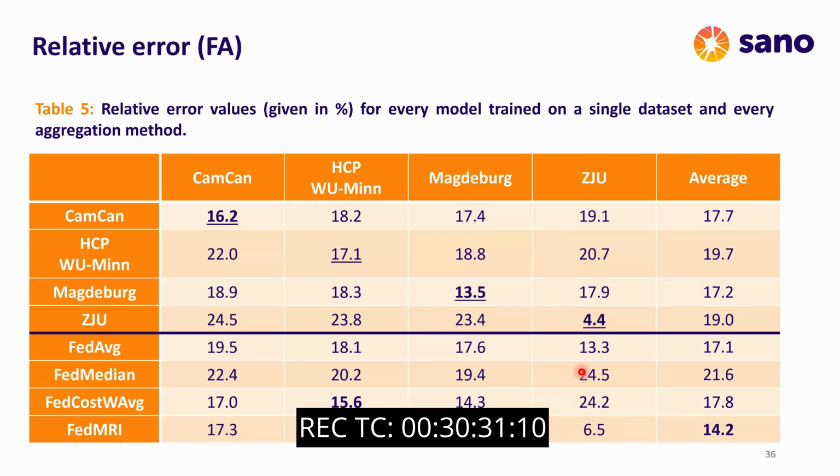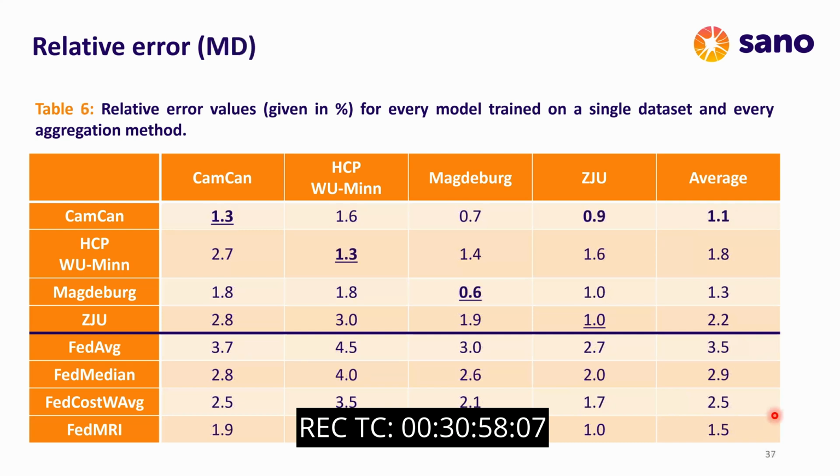And the quantitative analysis supports the results of the qualitative analysis. The relative error value for fractional anisotropy is similar for basic federated learning techniques and also deep learning. And here the FedMRI produces a slightly better result, but the differences are not as significant as in the case of data translation. We also investigated the relative error values for mean diffusivity. And here, none of the federated learning algorithms outperform standard deep learning. And still, FedMRI produces the best results, but the relative error value is higher than in the case of the model trained on the CAMCAN data and Magdeburg data.